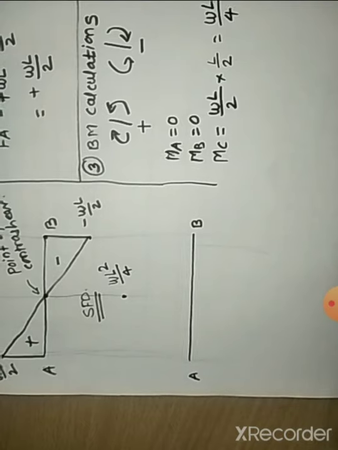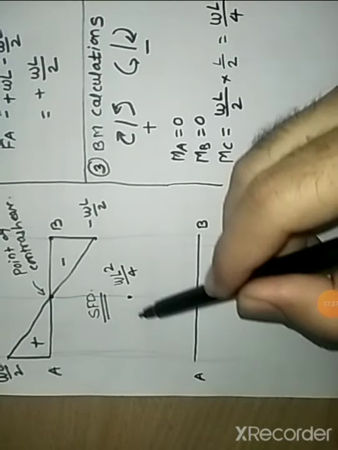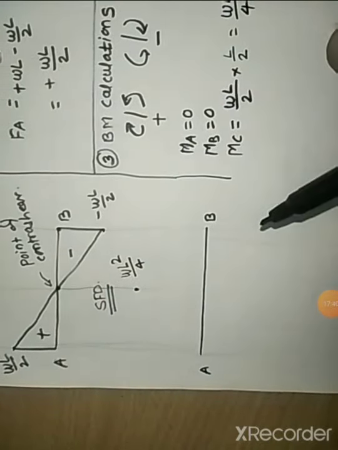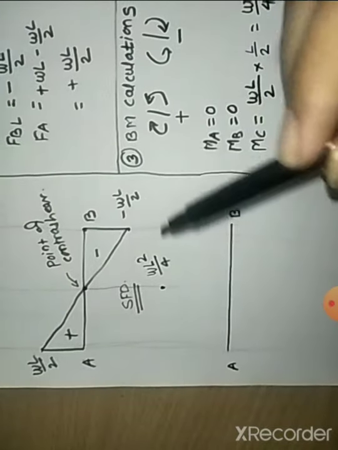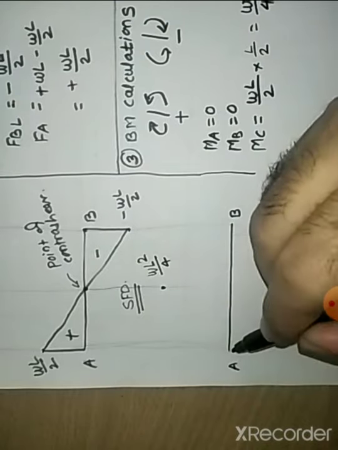Next, to join this point with A and this point with B, do we have to use inclined lines or a curve? What is to be used?